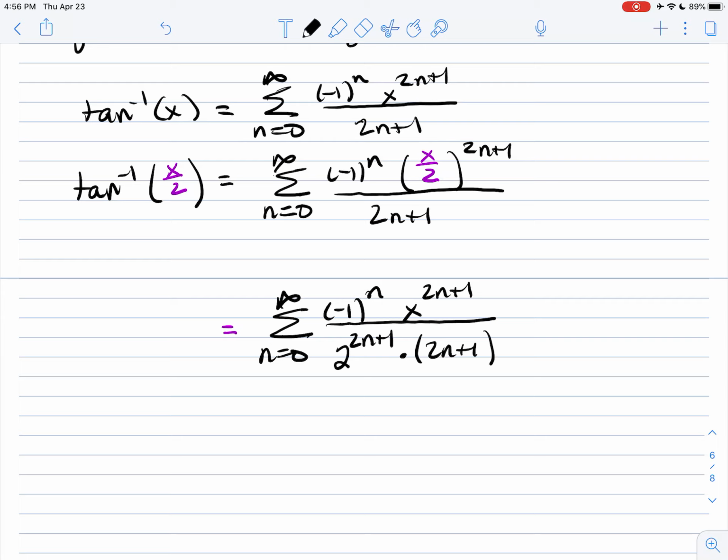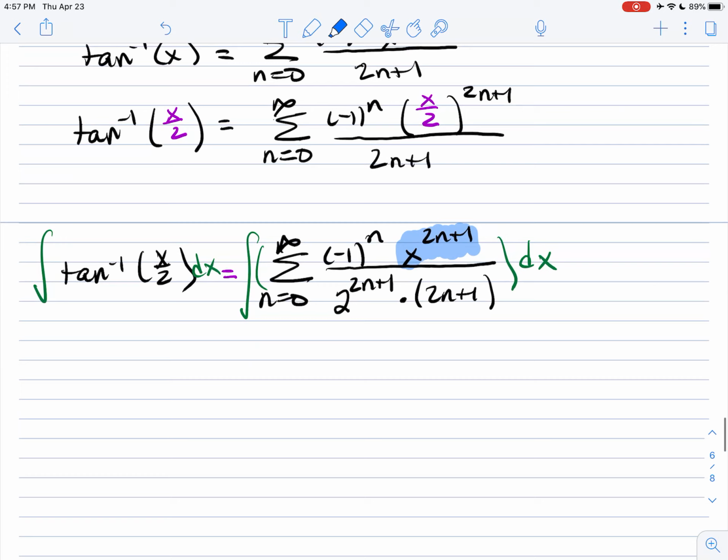Hope so. And now we are going to take our integral, right? So if this is inverse tangent of x over 2, and now I am going to calculate the integral with respect to x, looking at that expression inside my power series, negative 1 to the n is a constant for that integral, 2 to the 2n plus 1 is a constant for that integral, and 2n plus 1 is a constant for that integral.